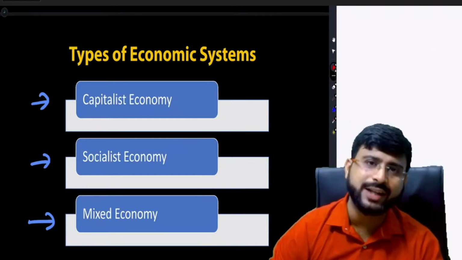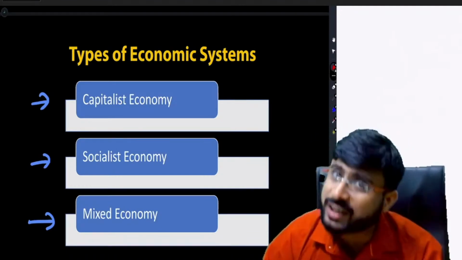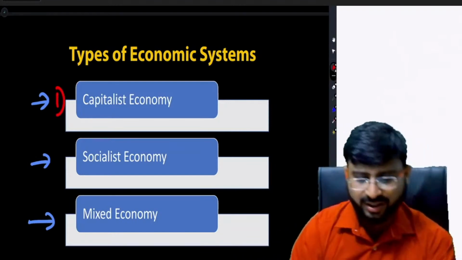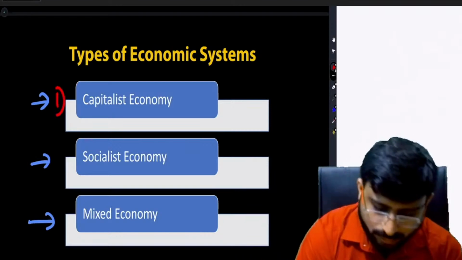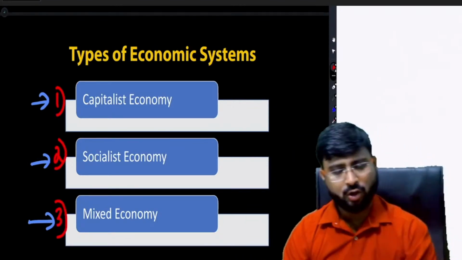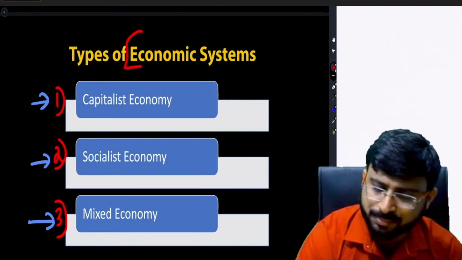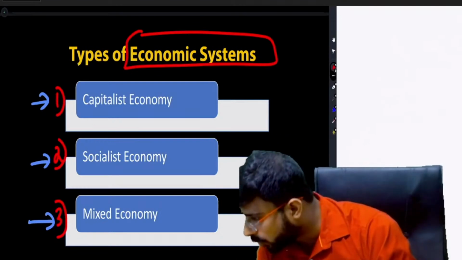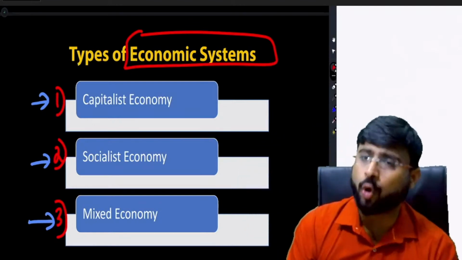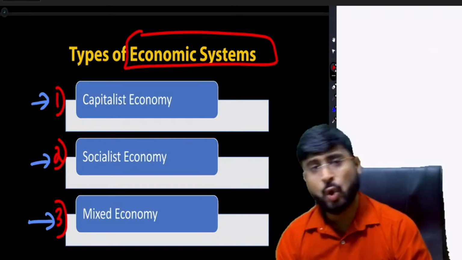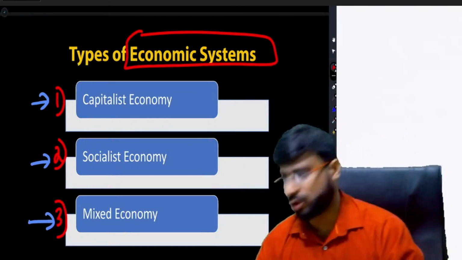My dear students, there are three types of economic systems, or three types of economy. Number one is capitalist economy. Number two is socialist economy. And number three is mixed economy. Economic system basically discusses who owns the resources in that economy.